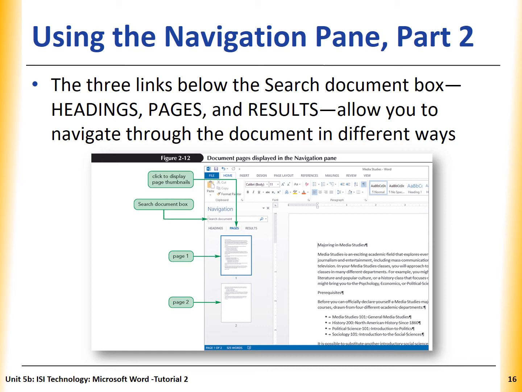What do I have in the navigation pane? I have headings, pages, results. The three links below the search document box, headings, pages, and results, allow you to navigate through the document in different ways. I'm going to show you this in a few moments.